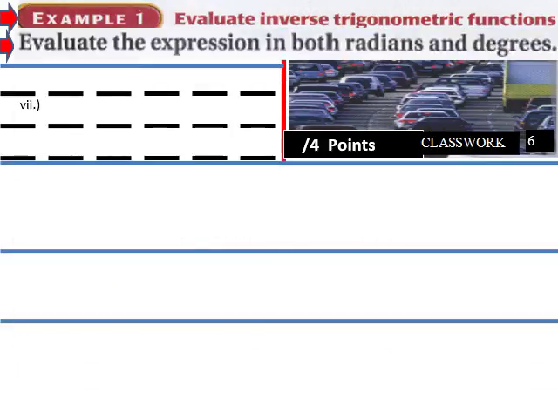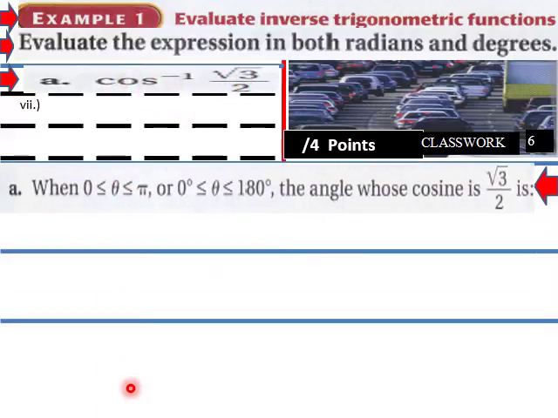Okay, so example 1: evaluate inverse trig functions. The inverse cosine of square root 3 over 2 would be the angle whose cosine is radical 3 over 2.